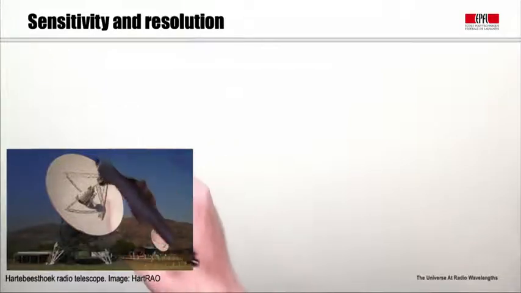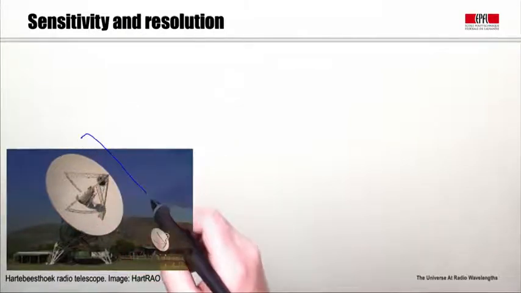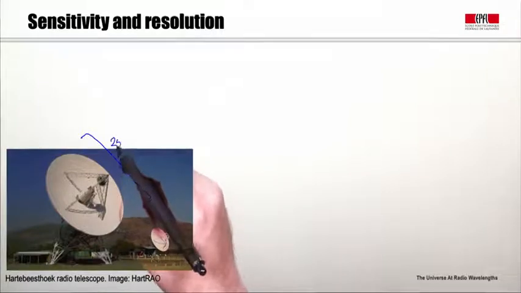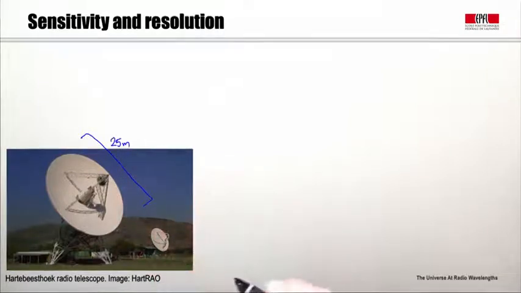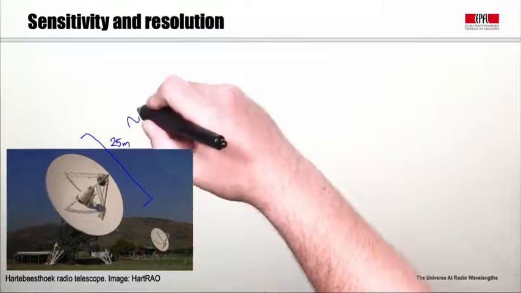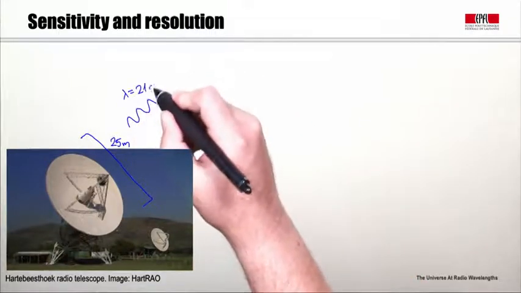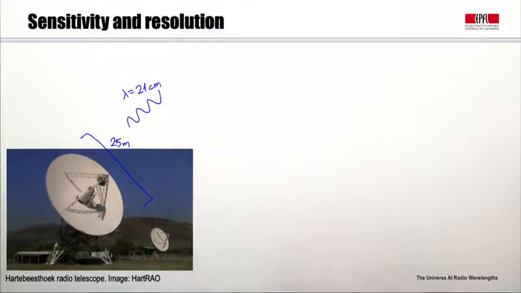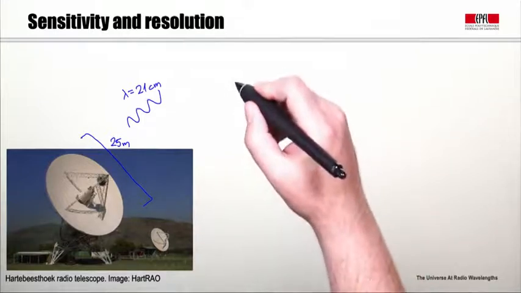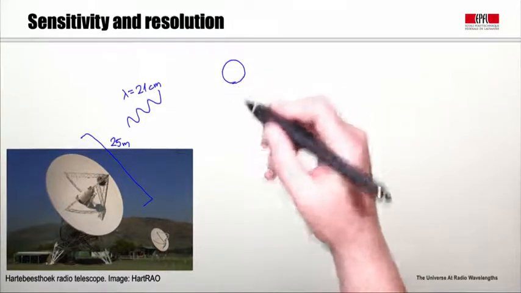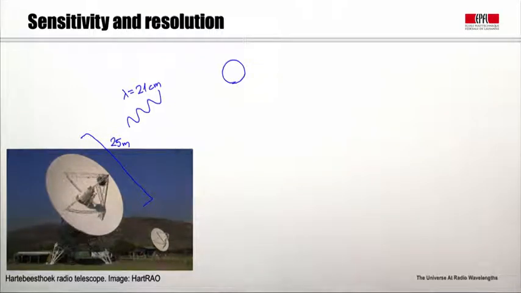So, for example, given that we have a 25-meter dish here, and let's say we're observing at the famous wavelength of lambda 21 centimeters, the resolution of such a dish is only about half of a degree, or this is actually the size of the full moon. This is just about enough to tell whether it's made of cheese or not.